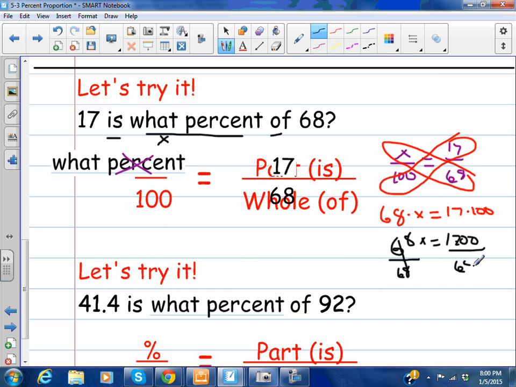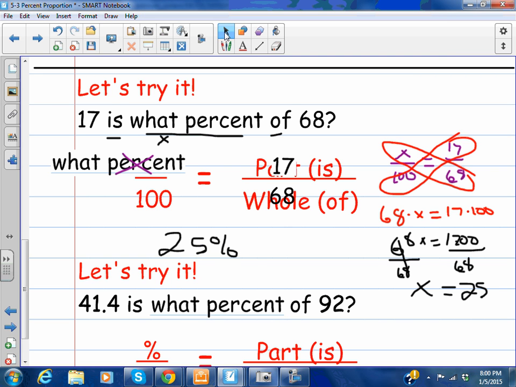I'm using my mouse, so I apologize for the messes. And I find out that x is equal to 25. But remember, I'm going to add that percent symbol on because I know that I'm looking for the percent. So then it's actually 25%. You could check your answer too by filling in and make sure both simplify: 25 out of 100 and 17 out of 68.